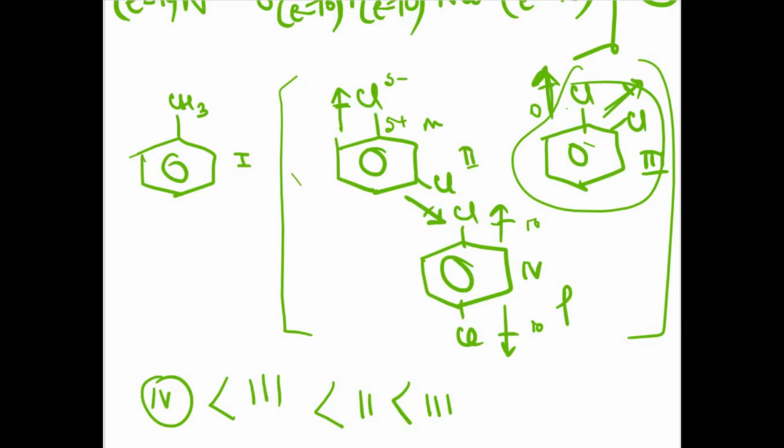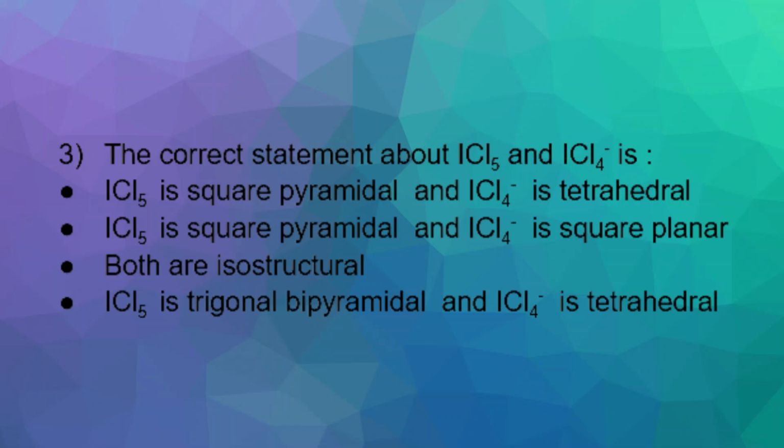So this brings us to 4, 1, 2 and 3. So that is option number B. Clear? Moving on to the next question.